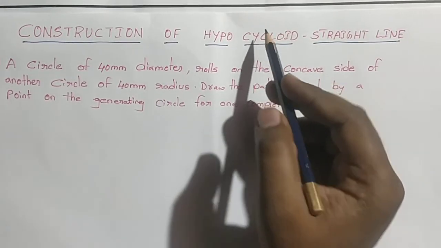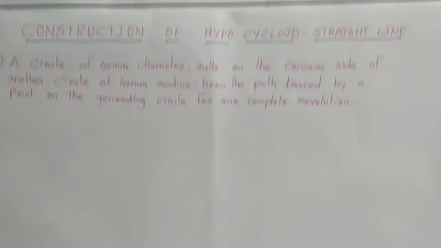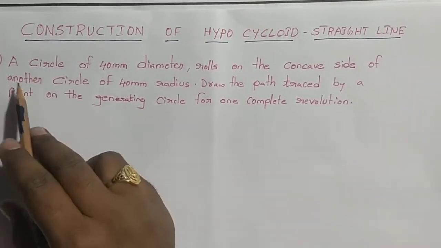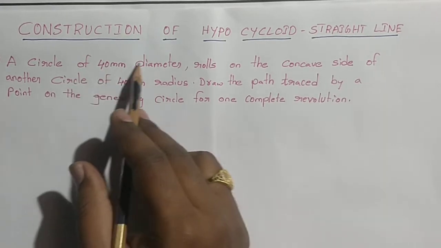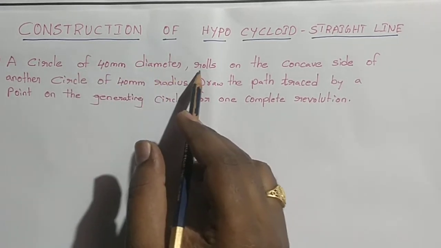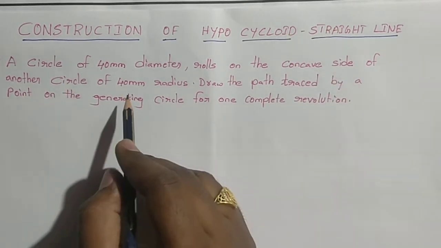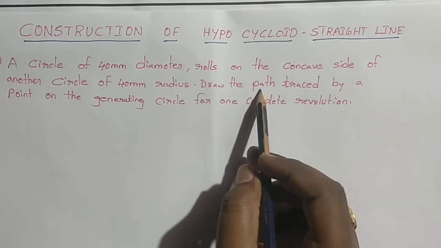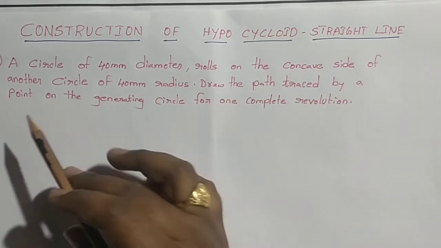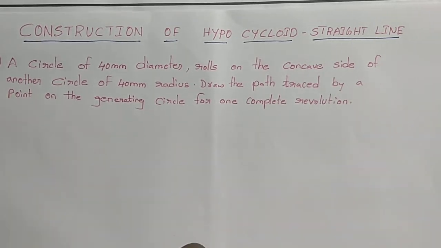Today I am going to explain the construction of hypocycloid, when it is a straight line. Here the problem is given: a circle of 40 mm diameter rolls on the concave side of another circle of 40 mm radius. Draw the path traced by a point on the generating circle for one complete revolution.